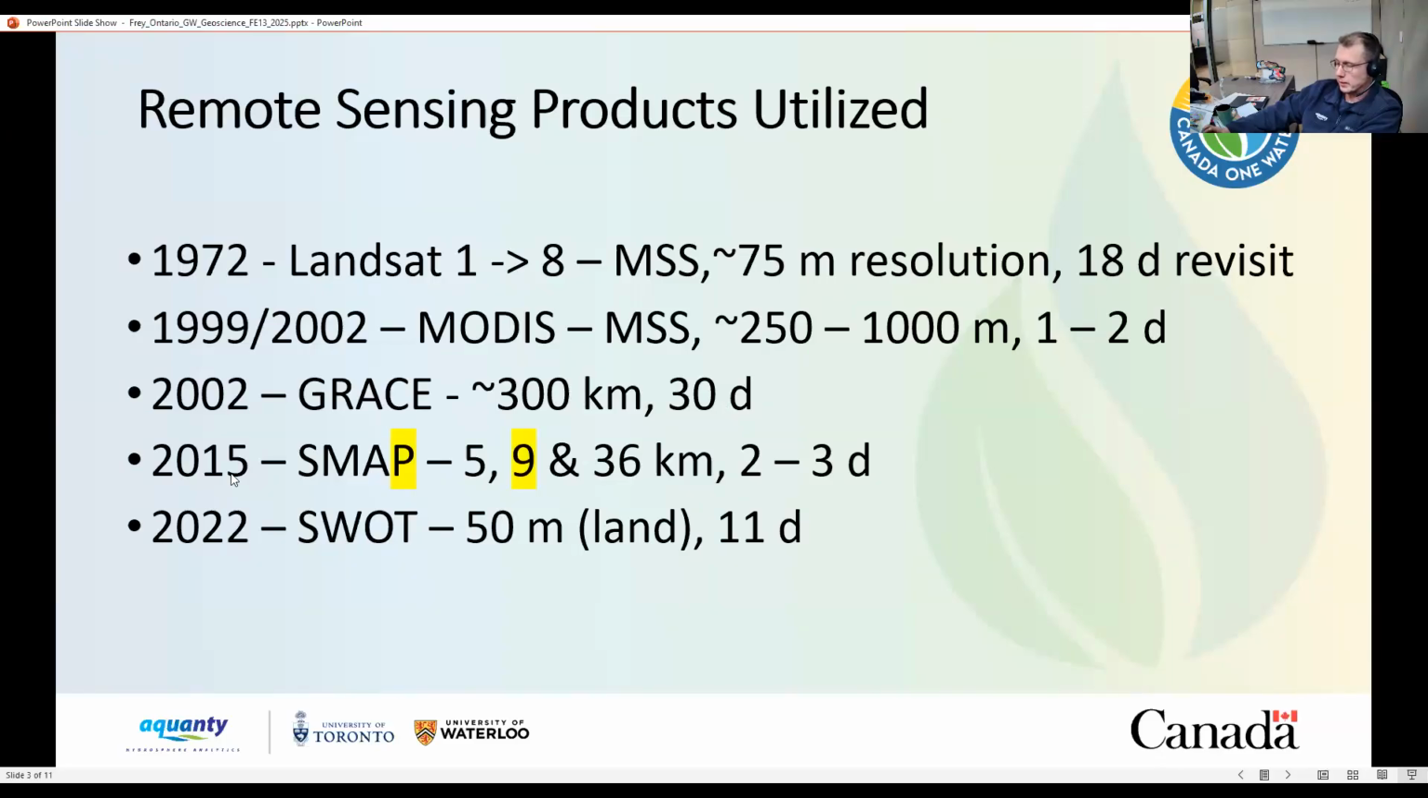The soil moisture data, and I should mention Jiayang Zhu at University of Toronto. He really kind of led the development of the integration of SMAP soil moisture data into our large-scale modeling. We're using the 9-kilometer resolution version of that data product with a 2 to 3 day revisit time. And then more recently, we are starting to integrate the SWOT, the surface water ocean topography data into our workflows, and that's a 50-meter resolution with 11-day revisit time. So I'll get right into it.